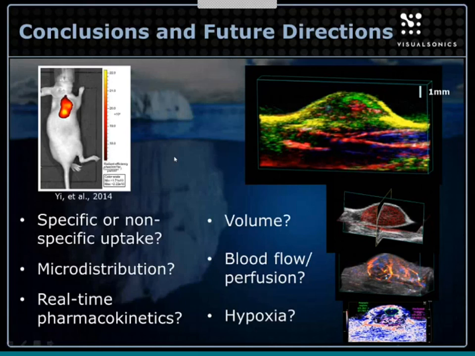We have the volumes. We have the blood flow and perfusion. We have hypoxia measurements. Now we can start to relate all of those to the data we're looking at. And now we can say a huge amount more about tumor biology, about molecular processes that are going on than we ever could with this image here.